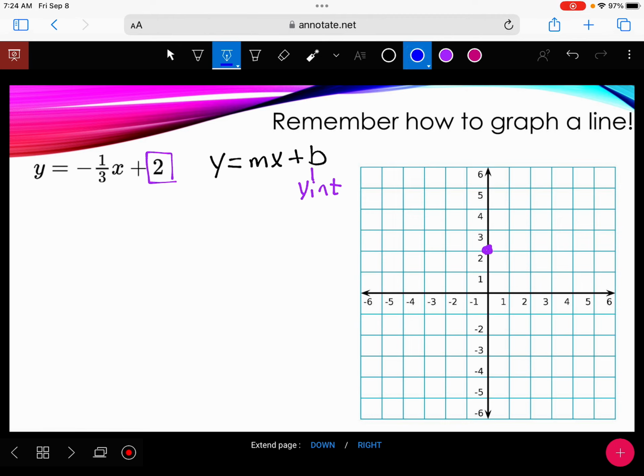How do I find more dots? Yeah, down 1 and right 3. That's our slope, which gives us our rise over run. So we're going to go down 1, right 3. Down 1, right 3.